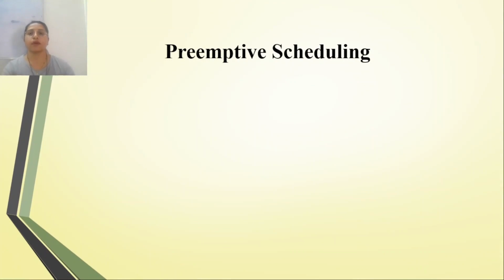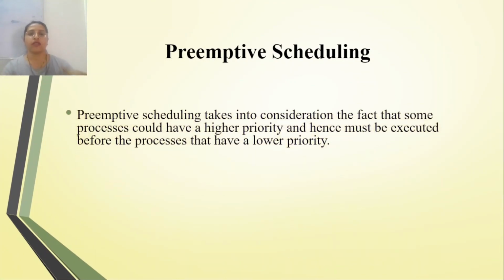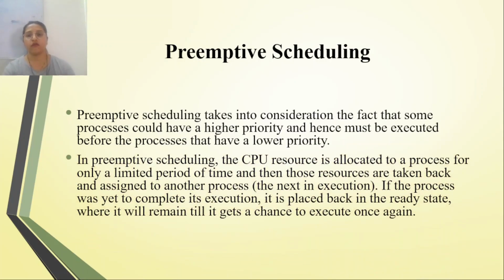Whereas in preemptive scheduling, various factors are taken care of, for example priority. If the CPU is executing some process and a higher priority process comes in, then the CPU will switch its execution from that particular process to the higher priority process. That is preemptive scheduling. So if an interrupt occurs in the system, it will switch among the processes. That is preemptive scheduling.